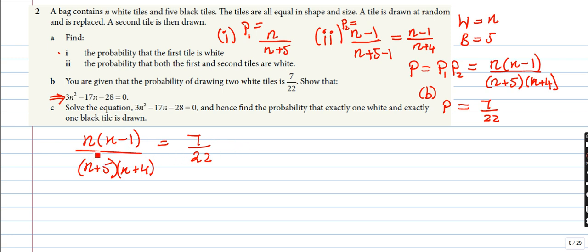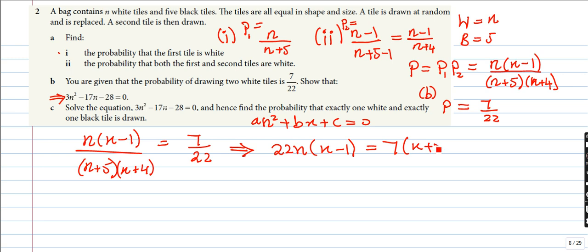To show this, we would like to write it as a quadratic equation in terms of n as a variable, so a n squared plus b n plus c is equal to 0. To do so, let us do the cross multiplication here. The 22 multiplied by the numerator and the 7 multiplied by the denominator. That leads us to 22 n into n minus 1 equals 7 into n plus 5 times n plus 4. We do the removal of the bracket.